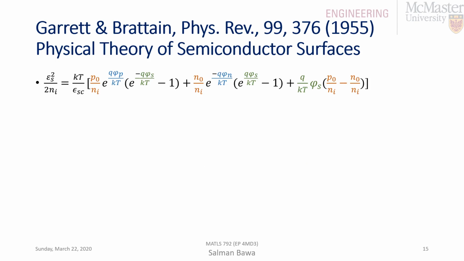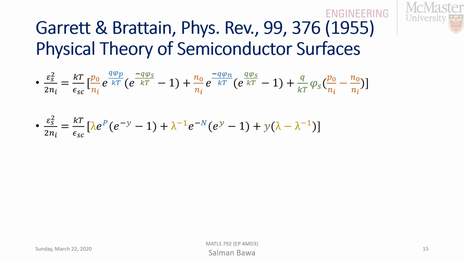Okay, now note the brown, blue, and the green terms. And now note how these terms get encrypted into the symbols of 1955. In particular, note that lambda is the ratio of P0 to n sub I. Hence, it is a measure of whether the semiconductor is p-type or n-type. Capital P is the positive potential due to the quasi-Fermi level of holes. Capital N is the negative potential due to the quasi-Fermi level of electrons. And Y is the surface potential expression Q over KT times phi sub S.